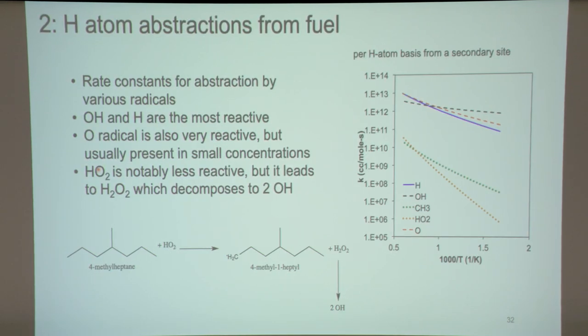Okay, so this is how it looks. You have these rate constants. Which are the important abstracting species? Well, H, OH, methyl, HO2, O. We include them all, but you see here the rates for things like methyl abstraction and HO2 are very slow, but things like H, OH, O radical are very fast. So some reactions are much more important than others.